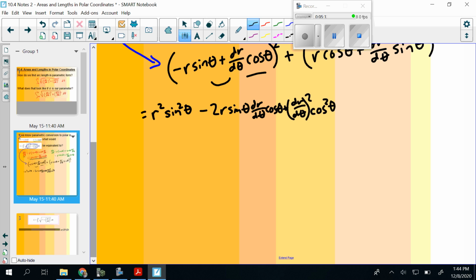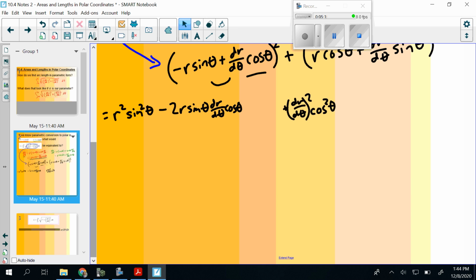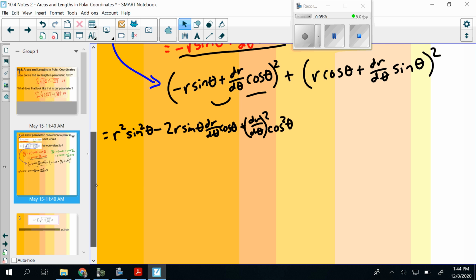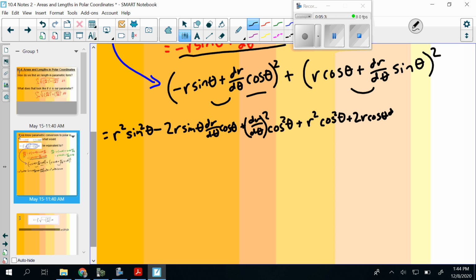Now let's do the same thing with these other ones. Quickly running out of room here. All right, so if we squared this other part, I'm going to get r squared cosine squared theta if I multiply two of those together. I'm going to multiply two of these together twice, so it'd be plus 2r cosine theta dr d theta sine theta. And then finally I'd multiply two of these, which would be dr d theta squared sine squared theta. Okay, so that's foiling both of those out and having them added together.